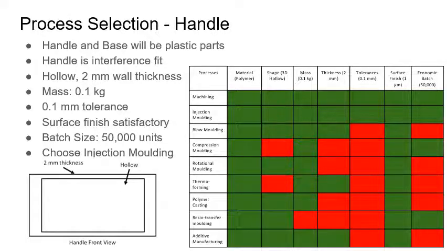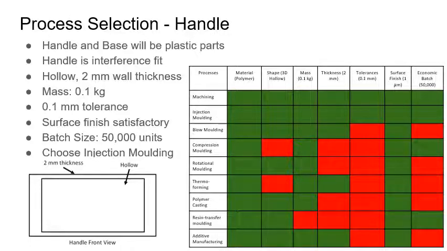We then selected the manufacturing processes for the parts that we previously redesigned. These include the handle and base parts. We determined that these would be plastic parts. For the handle, it requires an interference fit, and the part itself is hollow with a 2 mm wall thickness. The mass is relatively low with a 0.1 kilogram weight, around a 0.1 mm tolerance, and the surface finish must simply be satisfactory for the user.